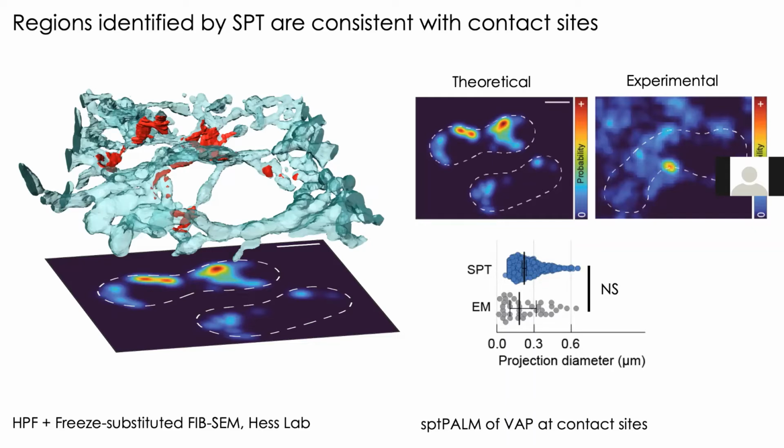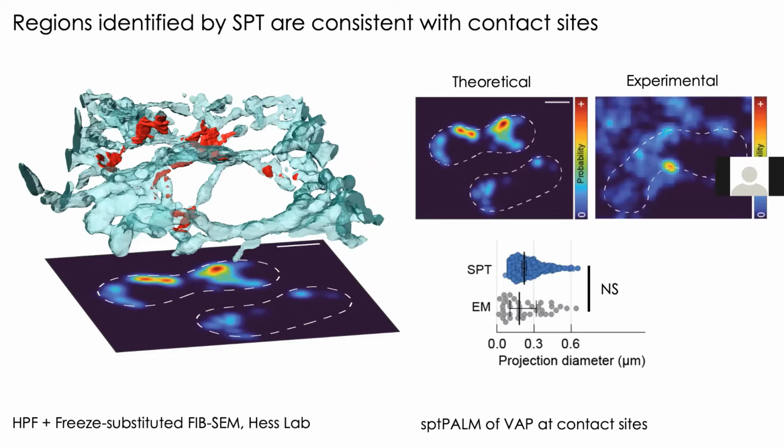And what we essentially see is that when we do this from the 3D EM, high pressure frozen data, and when we do this from experimental data collected on the microscope, qualitatively, we see something that looks very similar where contact sites are visible. And if you quantify the size of these, subject to the lower resolution of single particle tracking compared to EM, essentially these distributions are indistinguishable. So I think, again, this suggests that we're actually looking at contact sites.